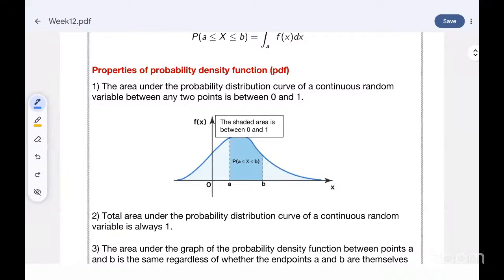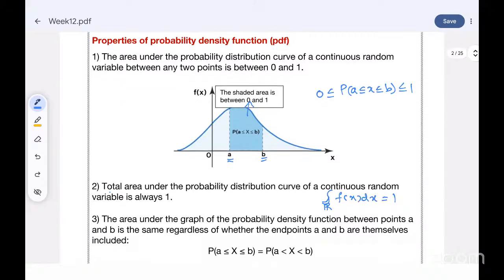So the area under the probability distribution curve for a continuous random variable between any 2 points, here A and B, should be between 0 and 1. So 0 less than or equal to the probability of A less than or equal to x less than or equal to B, less than or equal to 1. And the total area under the probability distribution curve of a continuous random variable is always 1. The total area over the entire R, the integral of f of x dx, should be equal to 1.